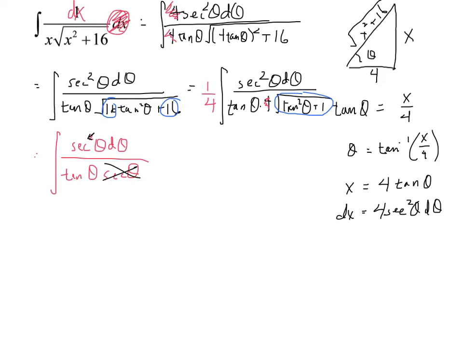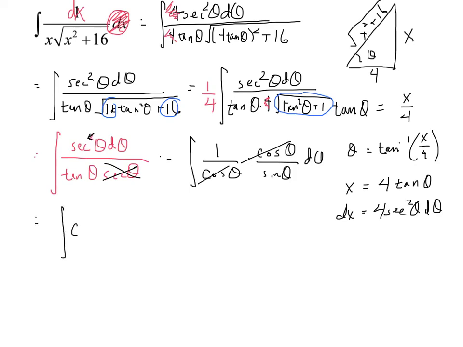Now secant theta divided by tangent theta, well, let's maybe rewrite this with some trig. Secant, of course, is 1 over cosine. Dividing by tangent is the same as multiplying by cotangent, so we're going to have cosine over sine. So these are gone, so we just end up with 1 over sine, which is cosecant. So it's just the antiderivative of cosecant.